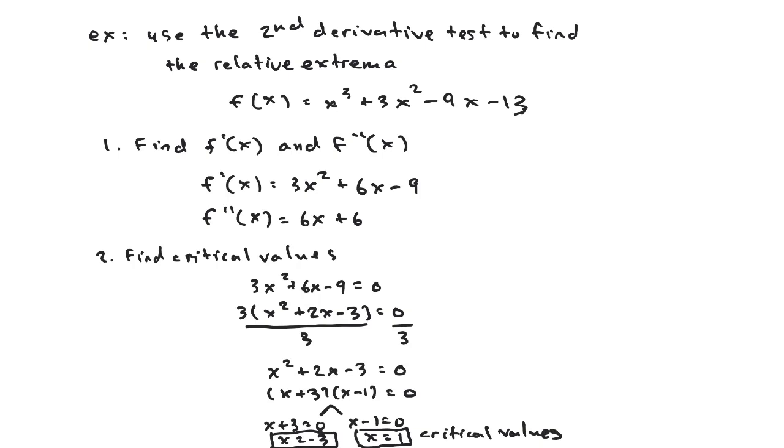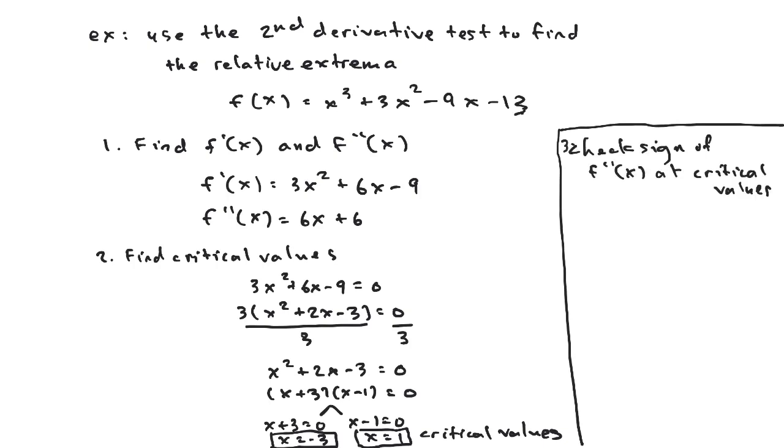Okay, so the next thing that I'm going to do, which I'll do over here, is check the sign of f double prime of x at the critical values. So again, what I have is f double prime of x equals 6x plus 6. If I take f double prime of one of my critical values, which is at x equals 1, then this is going to be 6 times 1 plus 6, which equals 6 plus 6, which equals 12.